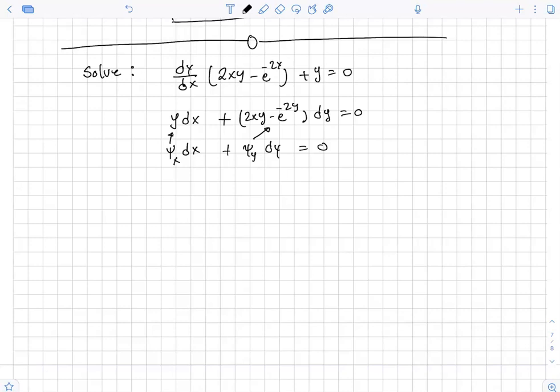Since we're going to use the mixed partial derivatives, it's a good idea to calculate them here. So psi yx. Psi x is y. Psi yx means you differentiate psi x with respect to y, which is y, and you get 1. Now psi xy. You differentiate psi y with respect to x. Psi y is 2xy minus e to the minus 2y. So you get 2y when you differentiate with respect to x, because the second part is going to be 0.